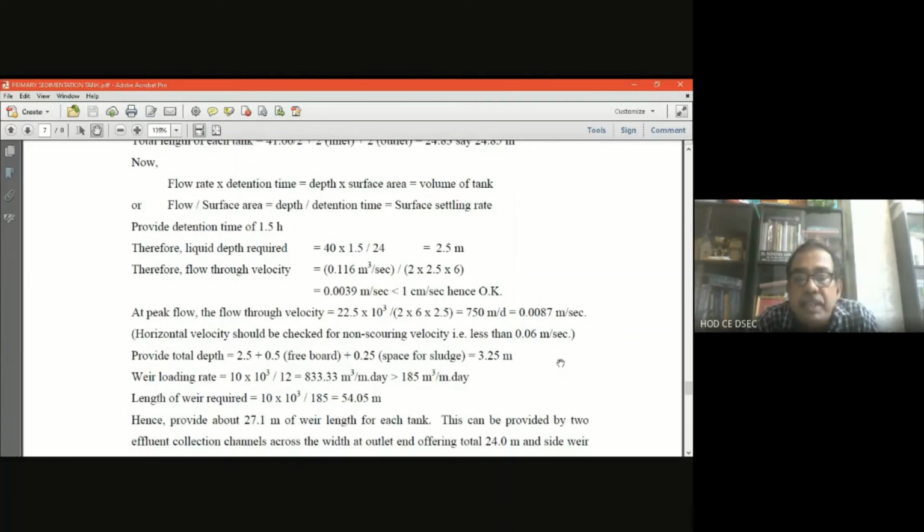So what will be the flow velocity? Velocity is nothing but Q by A. What is Q by A? Q is 10 million liter per day, which is 0.116 meter per second. And what is A? A is for 2 number of tanks.